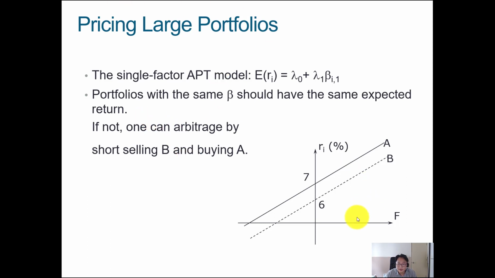So that's what we're saying over here, okay, that we have the return and the factor. And what we're actually saying is that A and B, which have the same exposure to the risk factor, if they're different, that means one can actually arbitrage, and the arbitrage value is the gap between the two lines.